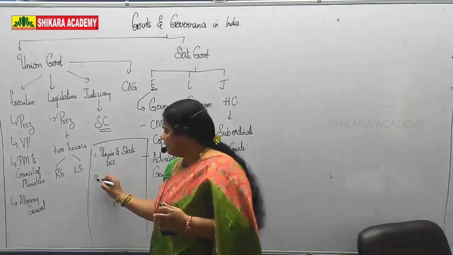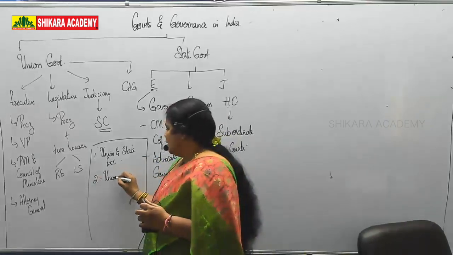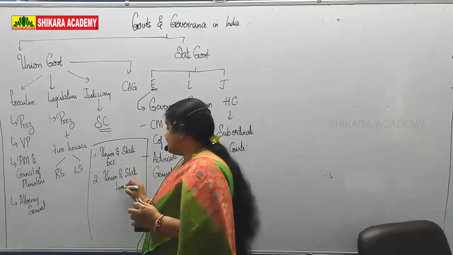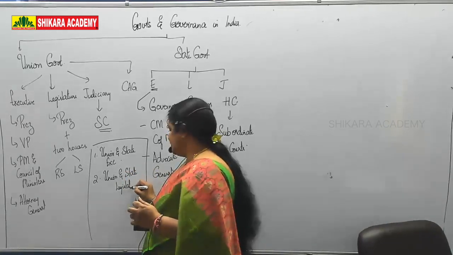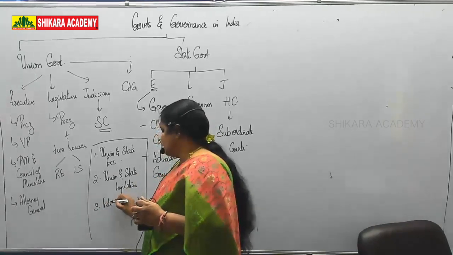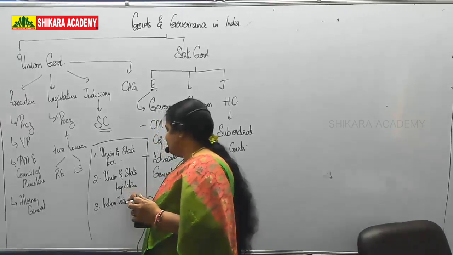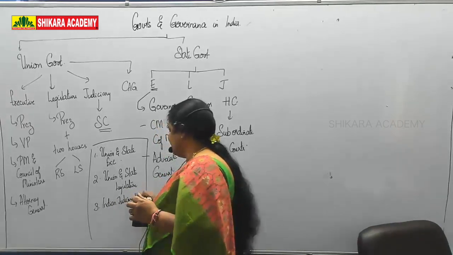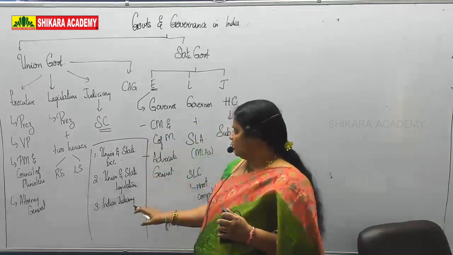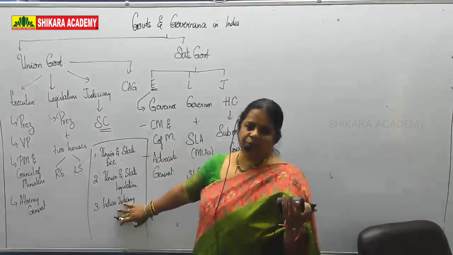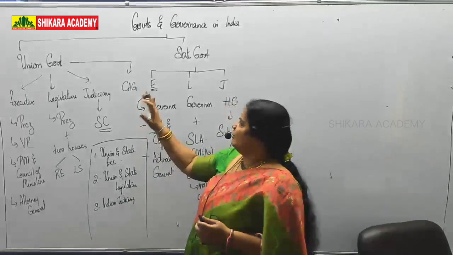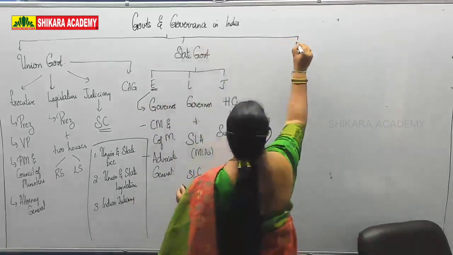Okay, after this we have to discuss union and state legislature. Parliament is a very extensive topic. We have to discuss union and state legislature, followed by Indian judiciary, Supreme Court, High Court and subordinate courts. In Indian judiciary, we are also going to discuss a few important concepts like judicial activism, judicial review, all that will come under judiciary.